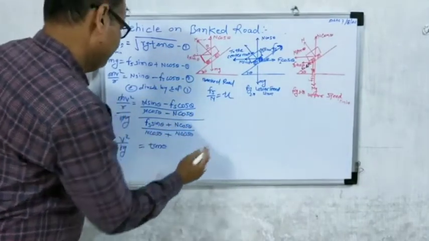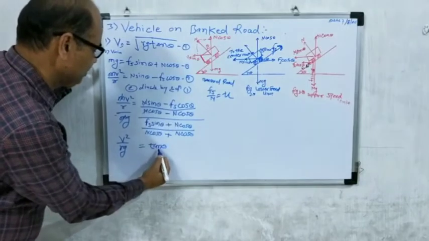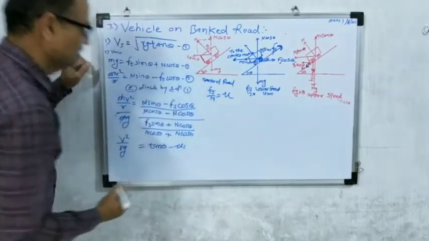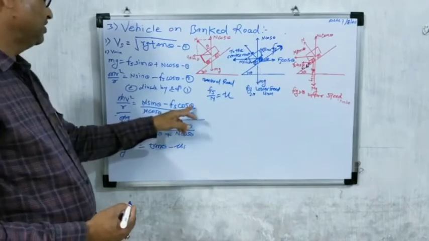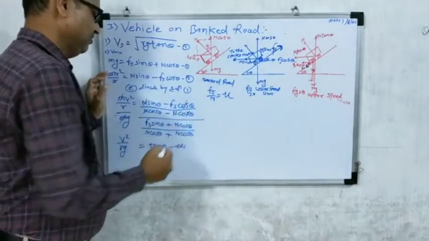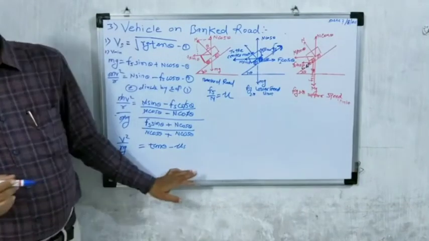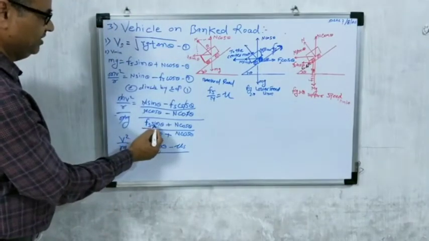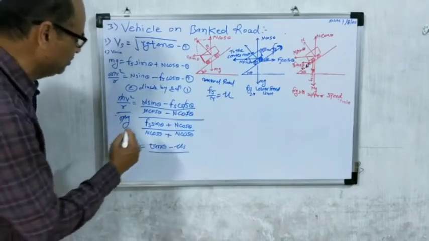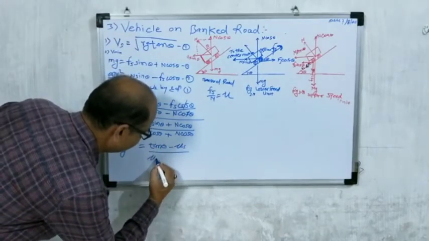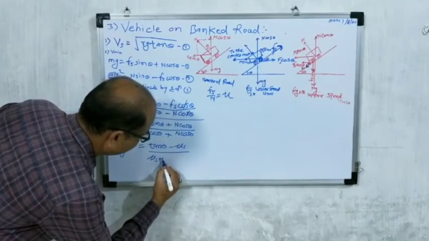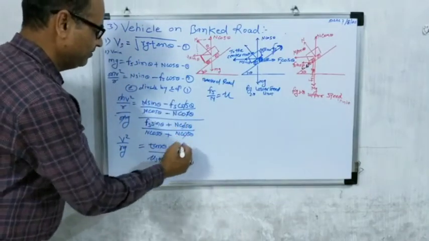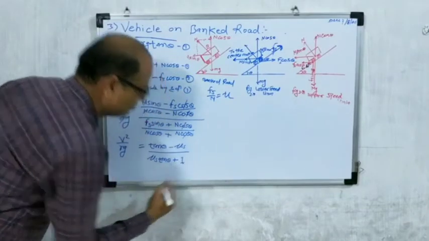Therefore, sin theta divided by cos theta is equal to tan theta minus mu s into cos theta divided by cos theta, then divided by force of friction into sin theta divided by n cos theta, which is given by mu s into sin theta divided by cos theta, that is tan theta, plus n cos theta divided by n cos theta is equal to 1.